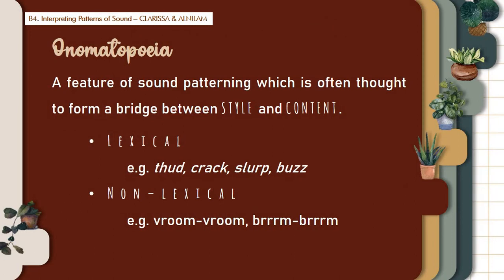Onomatopoeia is a feature of sound patterning which is often thought to form a bridge between style and content. Onomatopoeia is when a word describes a sound and actually mimics the sound of the object or action it refers to when it is spoken. Onomatopoeia appeals to the sense of hearing, and writers use it to bring a story or poem to life in the reader's head. We can think of onomatopoeia almost like a sound effect. When the word is said, the sound that it makes sounds like the thing it is talking about.